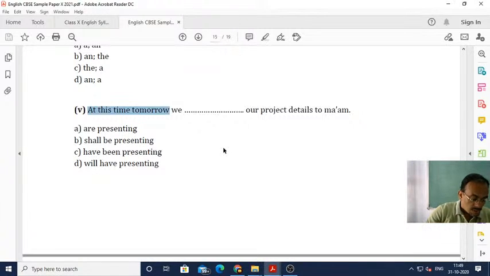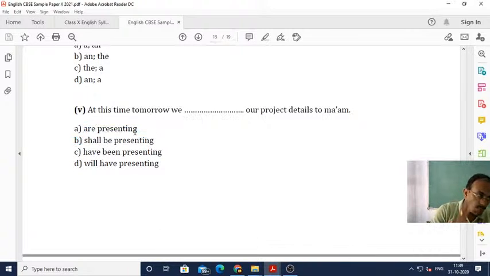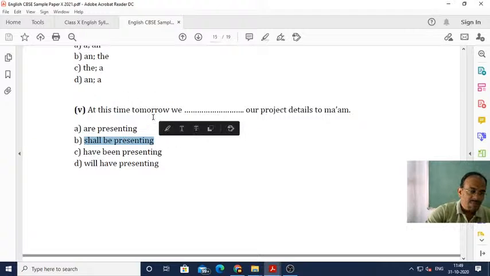See, for question number 5, of course, in spoken English we say like "at this time tomorrow we are presenting." But when it comes to proper grammar, this is a wrong answer. If you see the grammatical aspect of this particular question, then B should be the answer: at this time tomorrow, we shall be presenting our project details to madam.